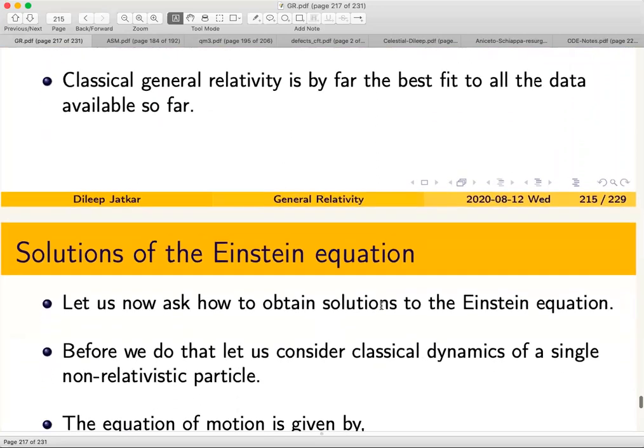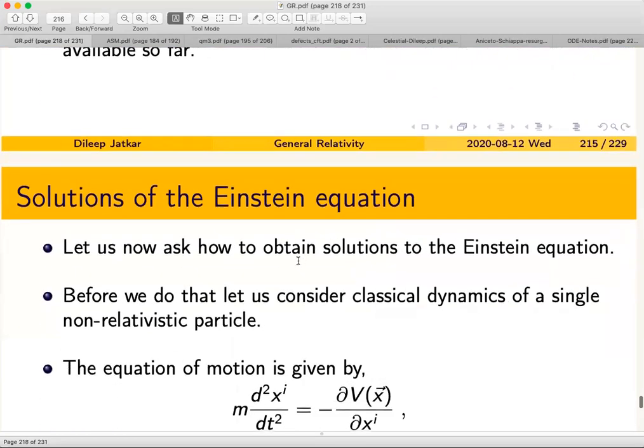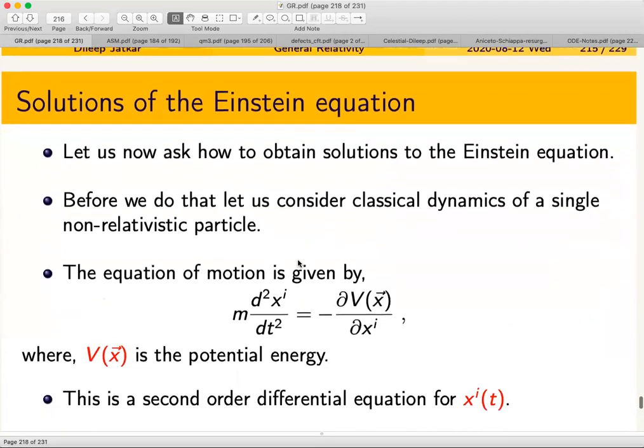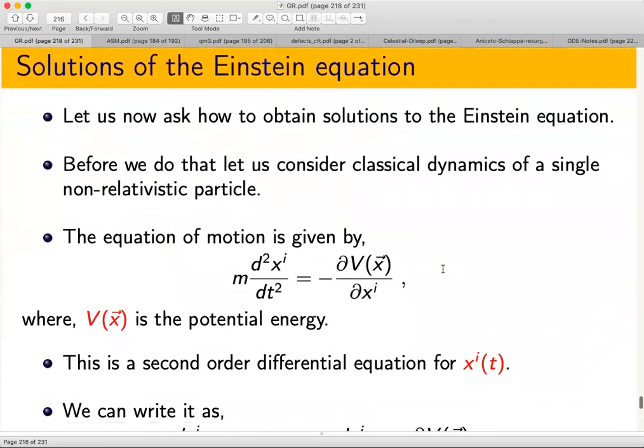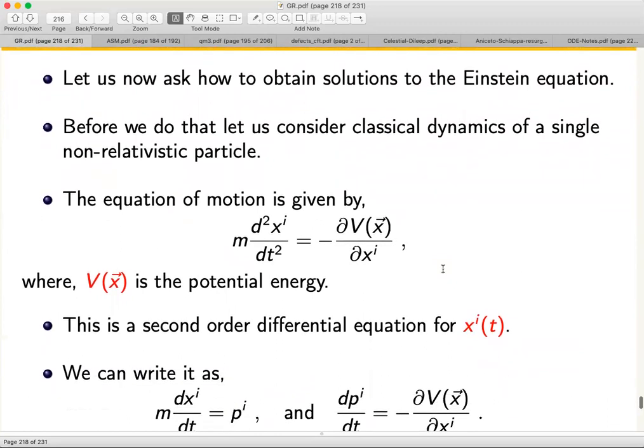fine. So now what we'll do is we'll switch to looking for solutions to the Einstein equation. Okay, and to do that, we'll have to set up some formalism. So for some time we will actually not be looking at solutions to the Einstein equation, but we'll do some setup which may be useful for looking for a class of solutions.